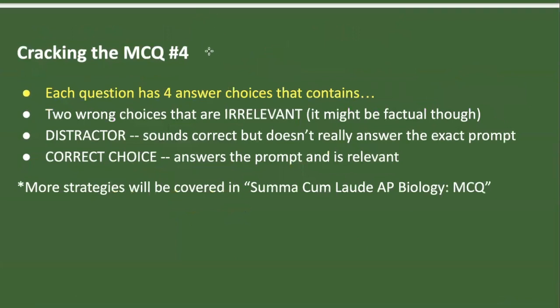And this is something very trendy going on with College Board. The AP Biology exam has 4 answer choices per multiple choice question, and those 4 answer choices generally contain 2 wrong choices that are just irrelevant. This means that they're just out of context.